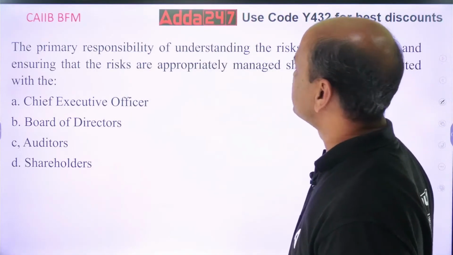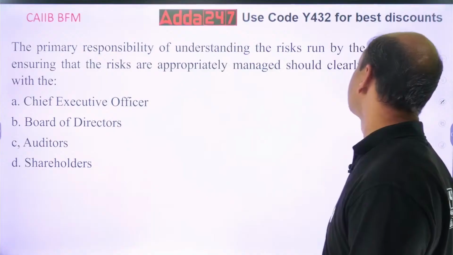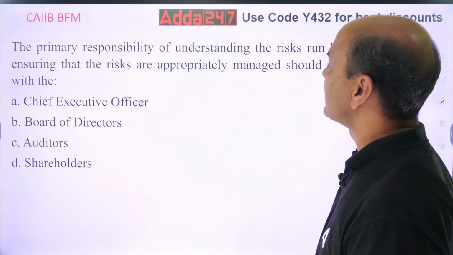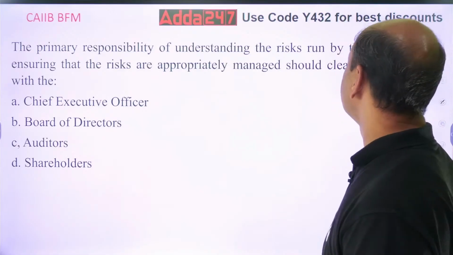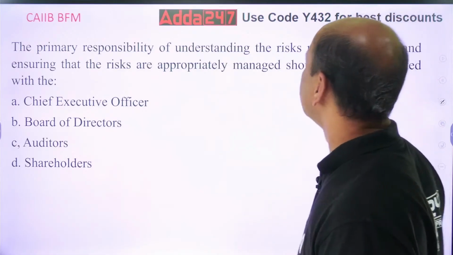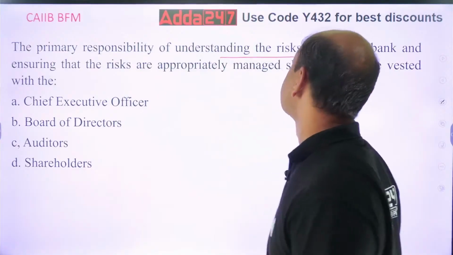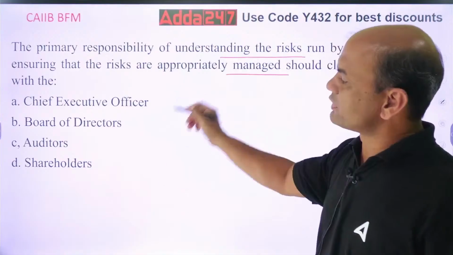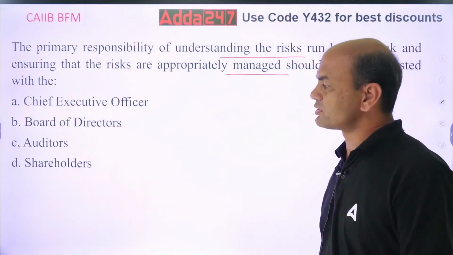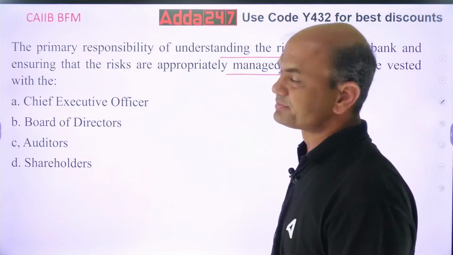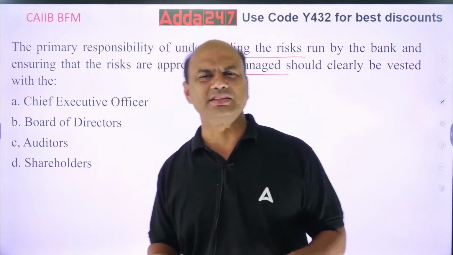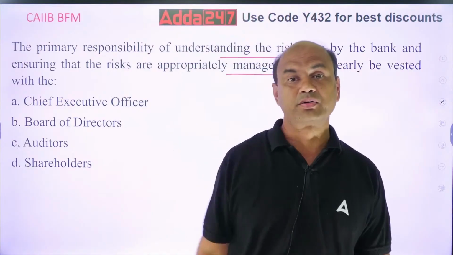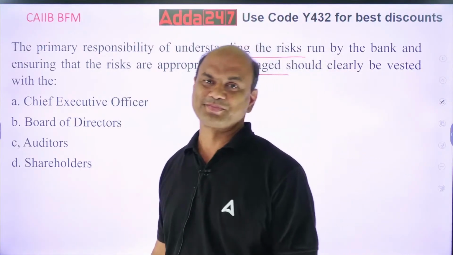The primary responsibility of understanding the risk run by the bank and ensuring that the risks are appropriately managed should be clearly vested with the... So understanding the risk and managing it appropriately, with whom should it be vested? CEO, board of directors, auditors, shareholders. Actually, managing the risk is everyone's responsibility, but the prime part is played by whom?